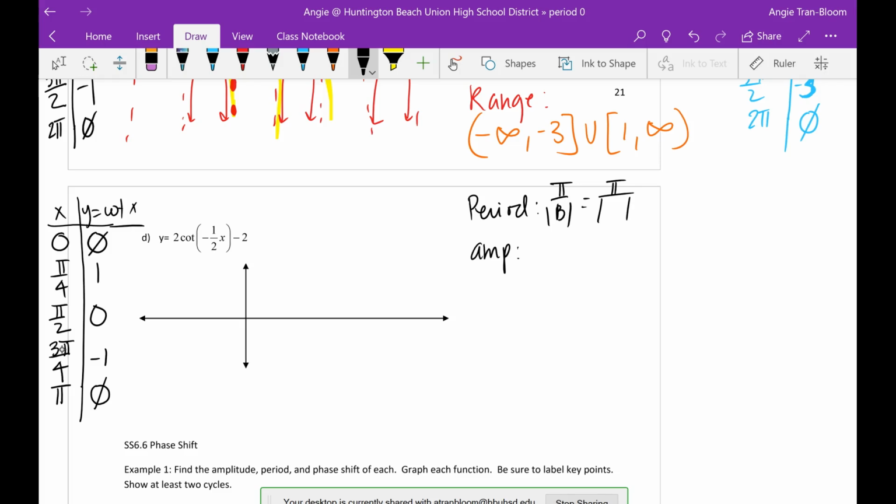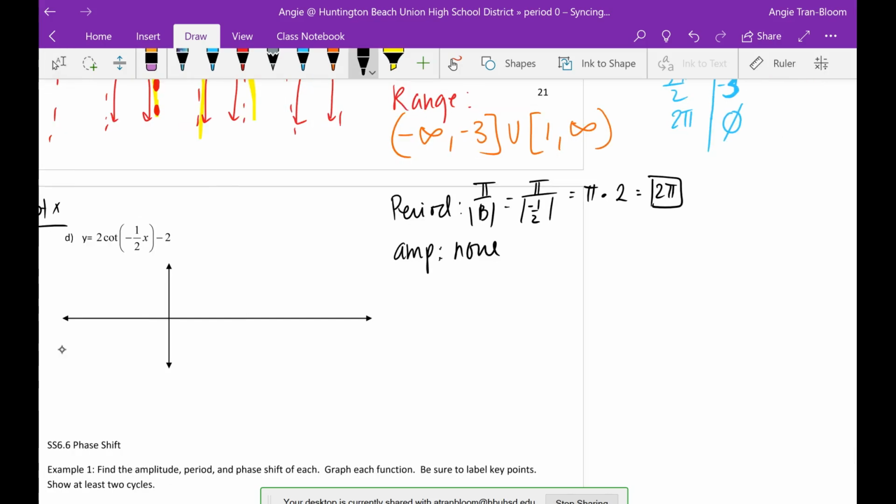Close. B is, remember, absolute value. So eventually it will turn out to be 1/2. So I'm going to multiply by its reciprocal, so that's going to be 2 pi. Yes, no, maybe? Okay. Amplitude, what should your answer be, Natalie? You are right. Beautiful.